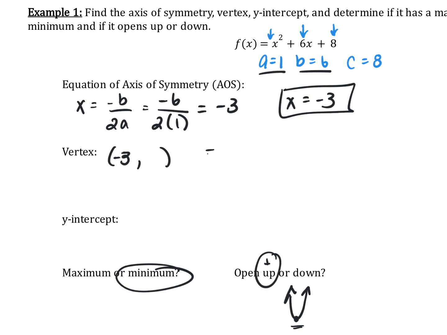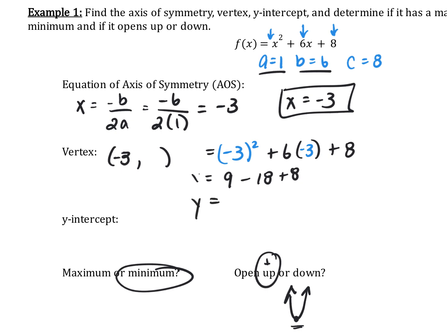So in order for me to find y, I'm going to go, instead of x squared, I'm writing -3 squared, okay, plus 6 times, what's x? -3 plus 8. Okay, I'm going to solve this problem. 9 minus 18 plus 8, y is equal to -1. So since y is -1, right there, that is my vertex. Okay, this is my vertex.